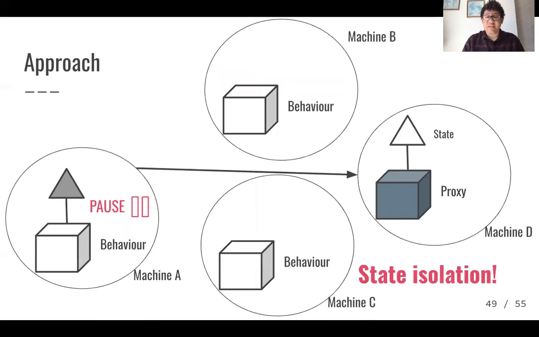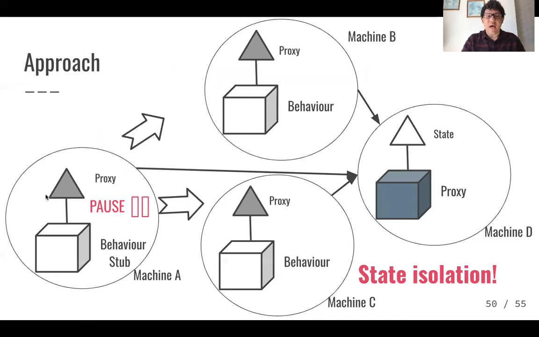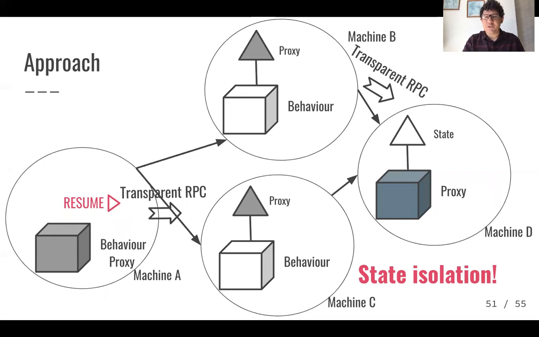So now what we did was we extracted the state into a different machine, leaving the behavior, the original behavior, stateless to be freely replicated. So that's what we do. We replicate as many replicas as we want. In this case, we created 2 different replicas of the behavior into different machines. Then we copied the proxy of the state into the remote replicas we just created. And once we did that, we change the original object into the proxy. So now we created a bunch of different transparent RPCs and we resume the object.